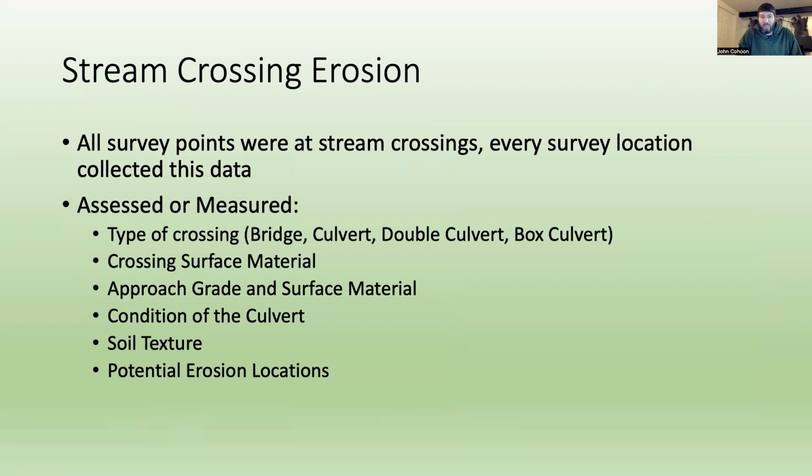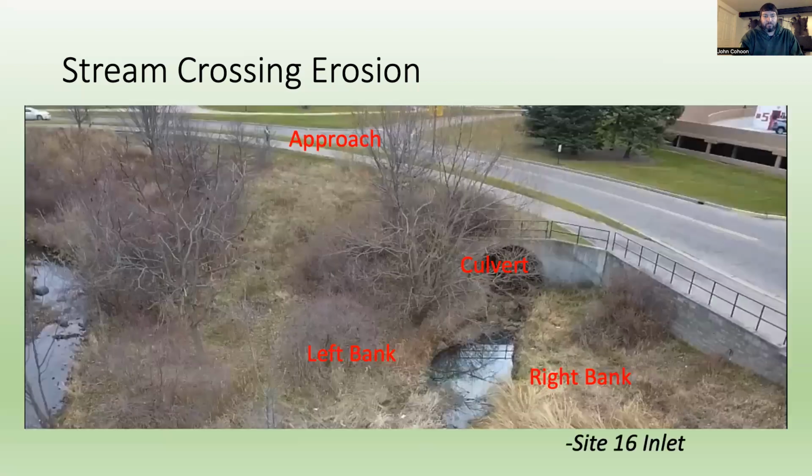Is the stream crossing paved? What is our approach material? So the approach is actually a very interesting thing, and we'll kind of talk about that on the next slide when we got an image to kind of work through that. And then it also recorded the condition of the culvert or of the stream crossing. It recorded the soil texture, and then also it went over some potential erosion locations around the stream crossing to really try to record exactly what was going on in that particular portion of the stream.